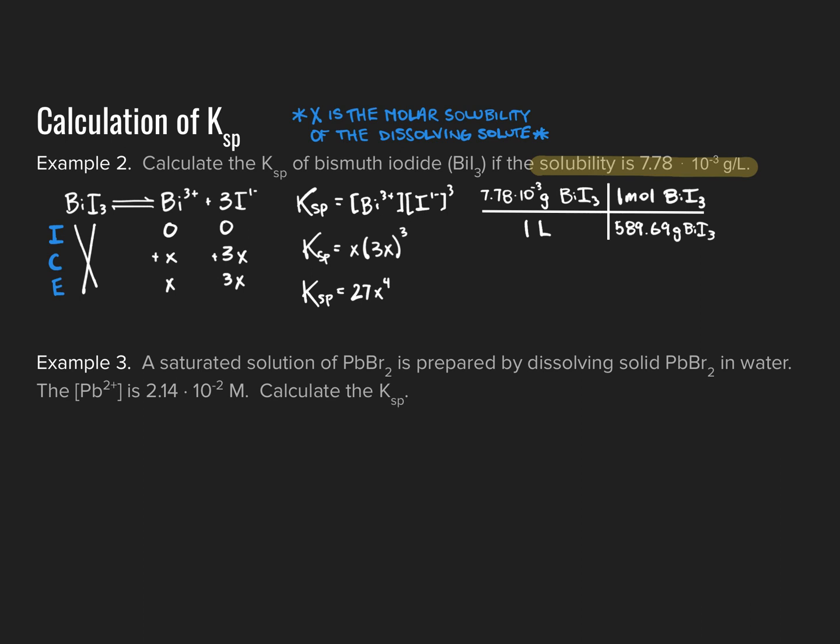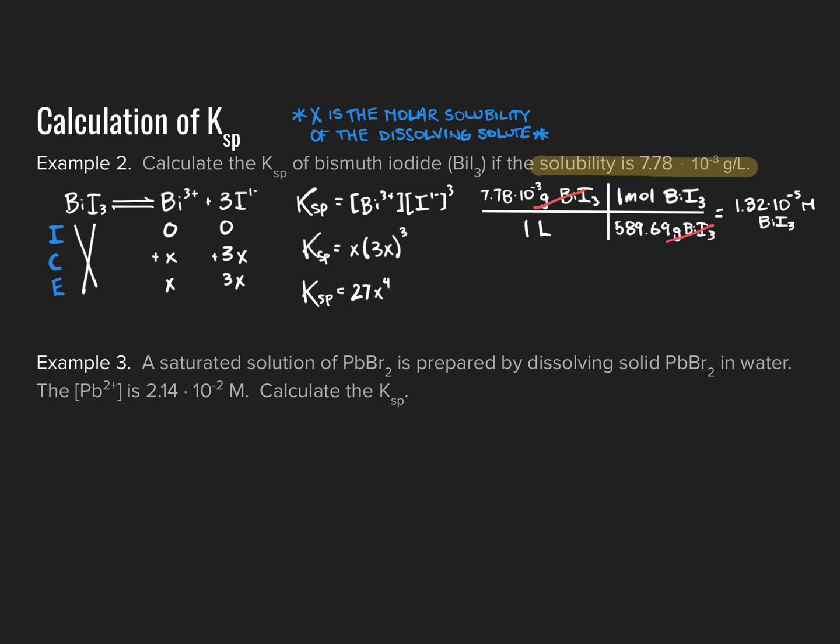And you'll see here again, units cancel out properly for me here. I see grams canceling with grams, leaving me now with units of moles per liter, or a molarity of that solute. And when I make my division here, I find a value of 1.32 times 10 to the negative 5th moles of bismuth iodide dissolved per liter of my solution.